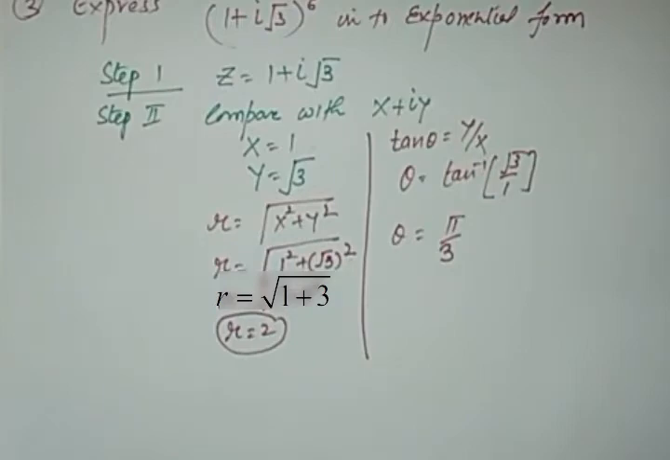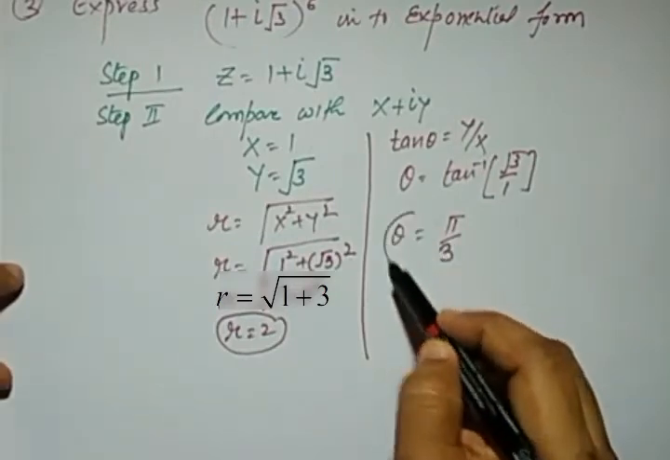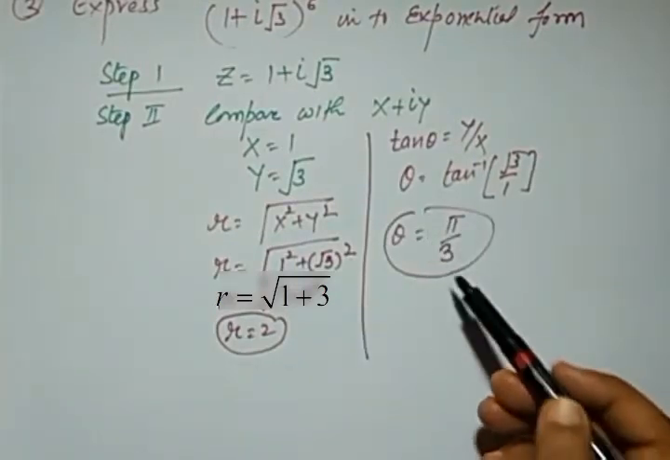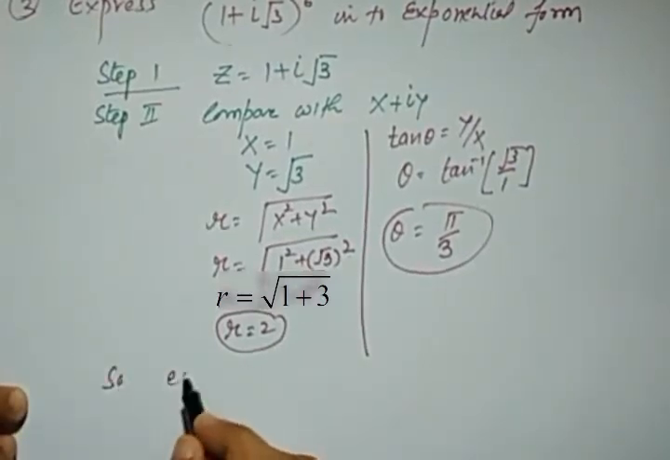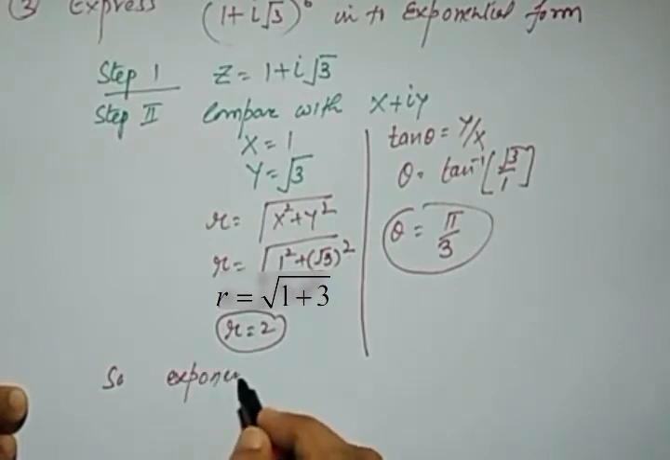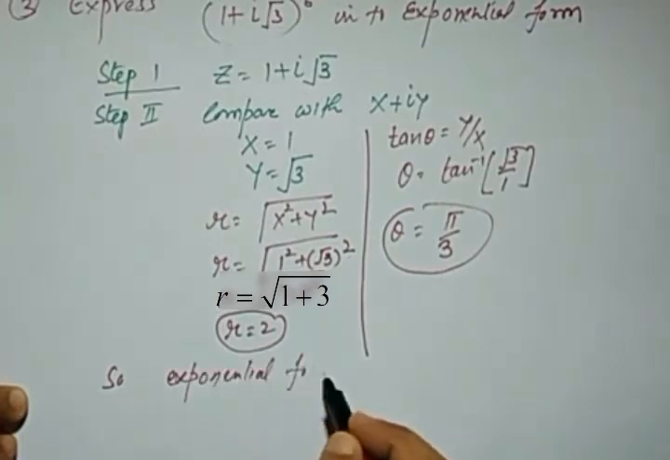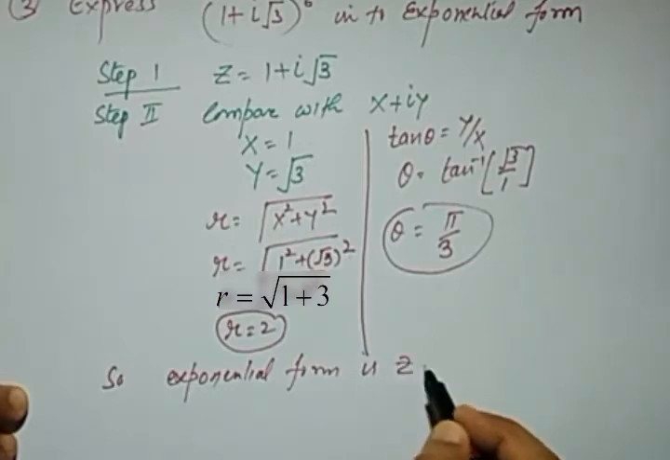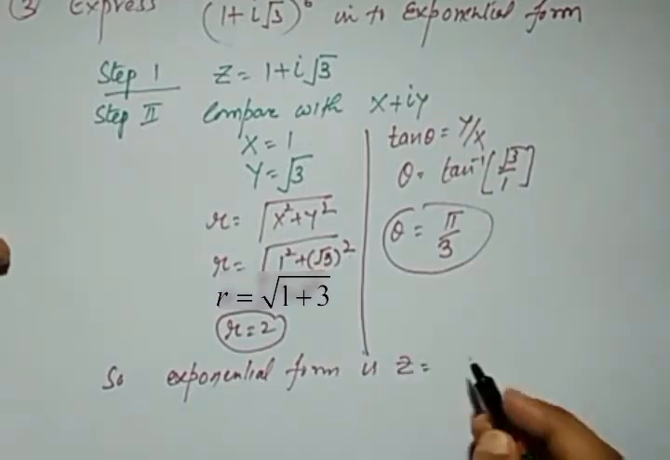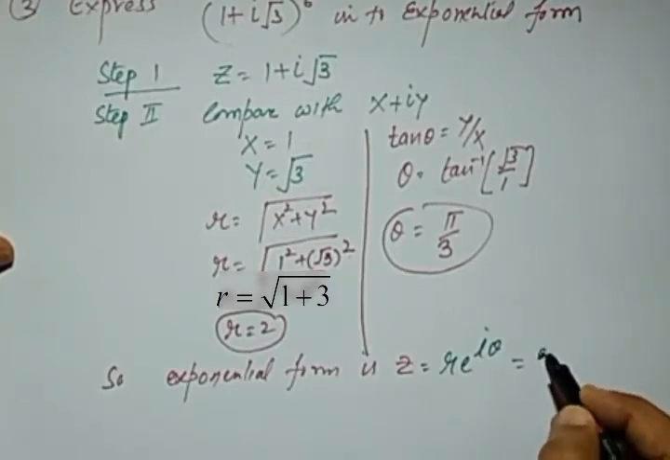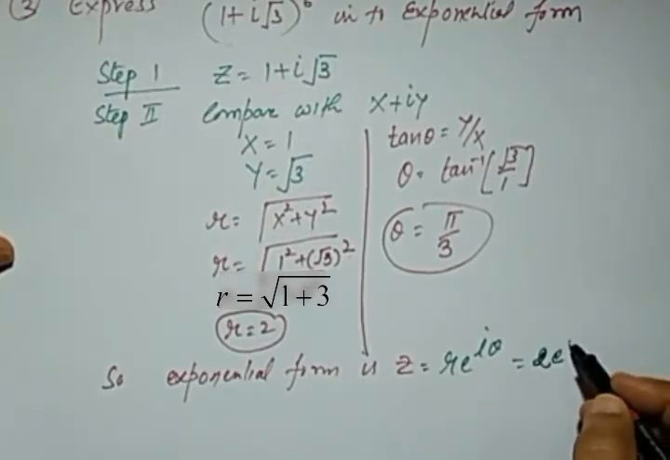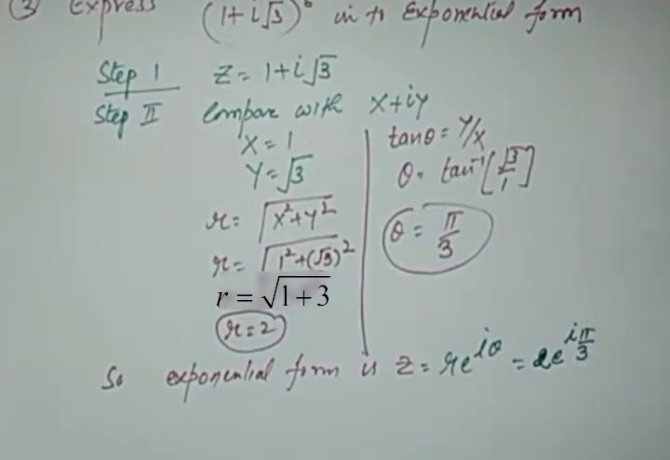Theta is equal to pi by 3. So theta is known to you, argument is known to you, modulus is known to you. So the exponential form is z is equal to r e raised to power i theta, which is equal to 2 e raised to power i pi by 3.